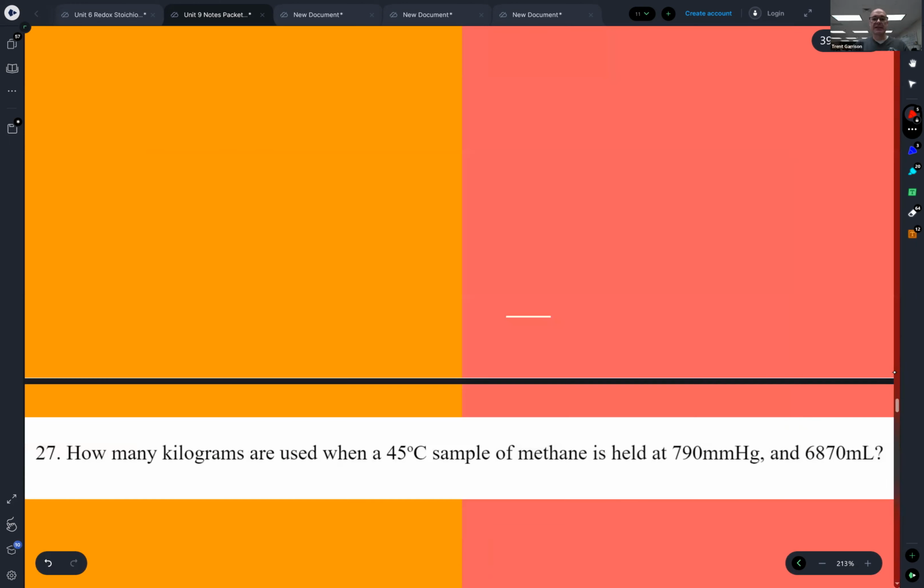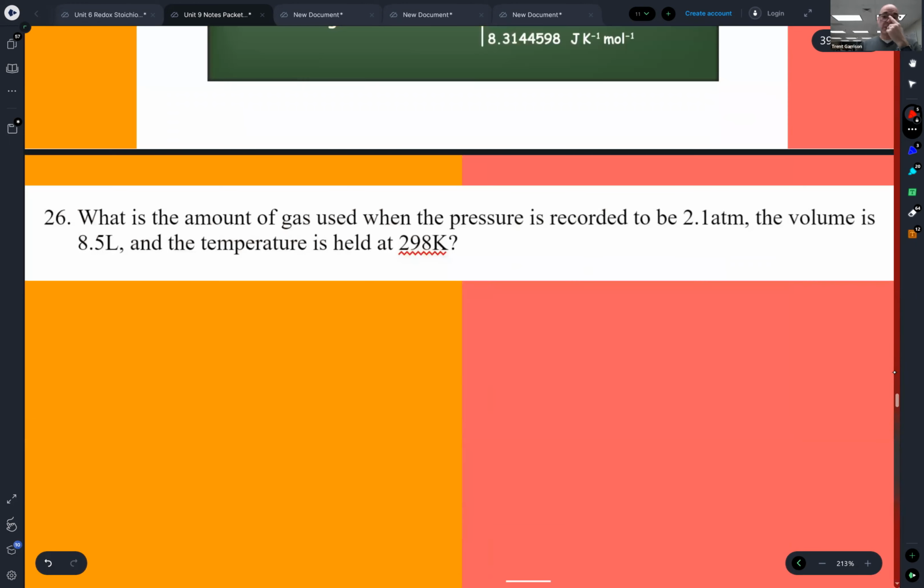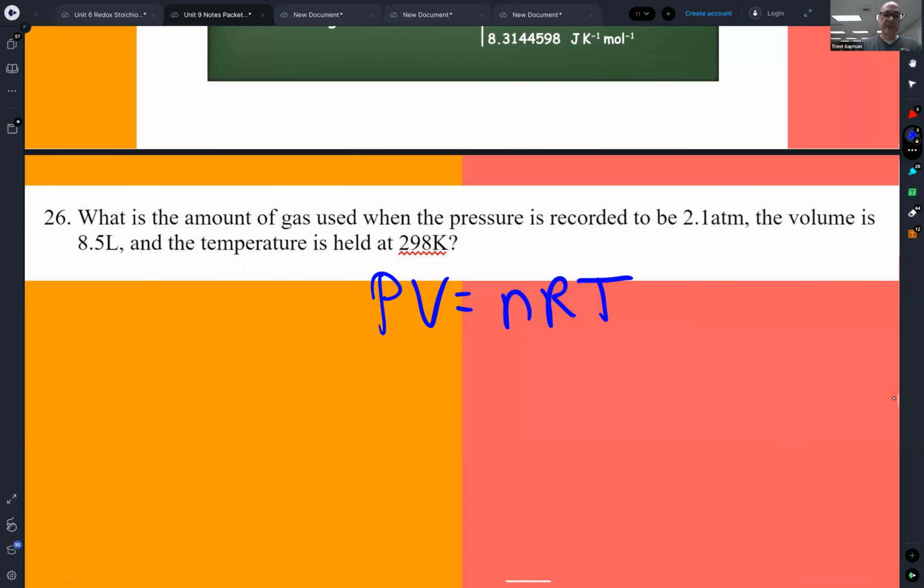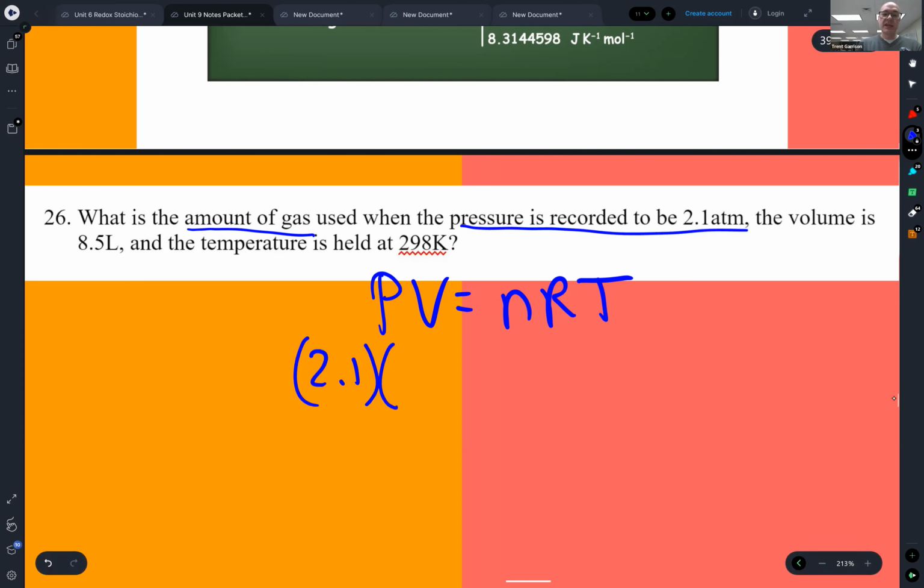So let's go and practice it. We got 2 problems that we need to deal with. My first step of advice is that you would write down the equation PV equals nRT so you know where to substitute your values. It says that we are looking for the amount of gas. Now, you may not be familiar with which letter that is, but we can read the question, and it says that the pressure is 2.1 atmospheres. It says that the volume is 8.5 liters, so we can substitute those into the correct places.